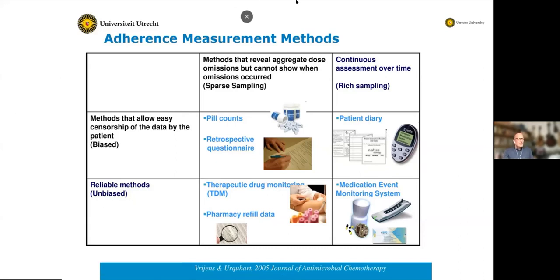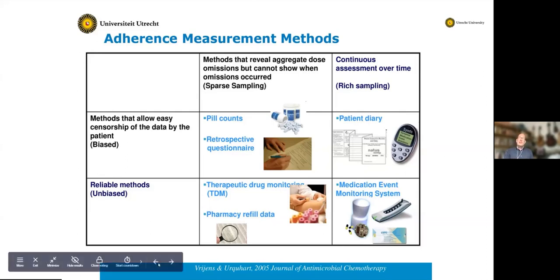And on the bottom right side, you have the medication event monitoring system, so the electronic systems, which are more or less unbiased and at least have rich sampling. They measure every time a package is opened and a dosage is taken out. And obviously you don't yet know whether people actually took the medication. You only know that they took it out of the packaging, and you know that they missed dosages if they did not open the package. So there are problems with many of these ways of measuring adherence.